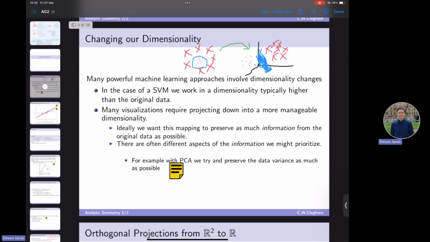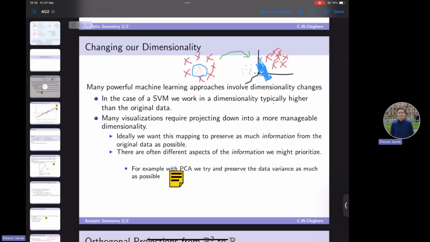All right, so for today we're going to see how far we can get into the last bit of analytical geometry, or analytic geometry. The main idea we're going to be chatting about today is changes of dimensionality and orthogonal projections. Very many powerful and useful machine learning approaches involve dimensionality changes.